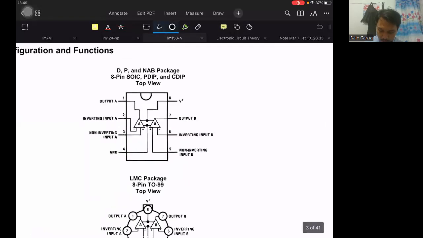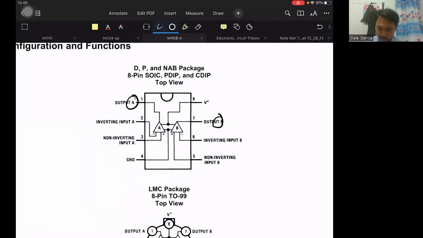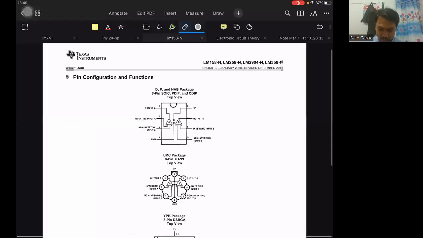Output A and output B for op-amp A and op-amp B respectively. Our two pairs of inputs: inverting and non-inverting A, inverting and non-inverting B. Directly connect the VCC, directly connect the ground. So no need for offset voltages, and no such thing as null or no connection for this one. The 741 has a no-connection pin, not connected to anything.